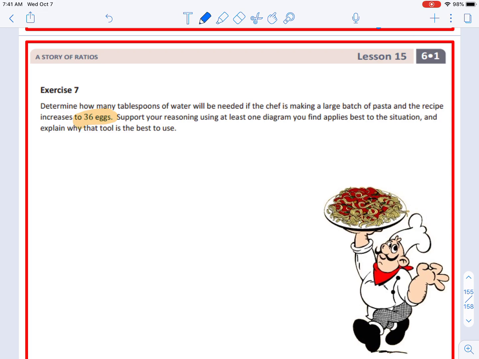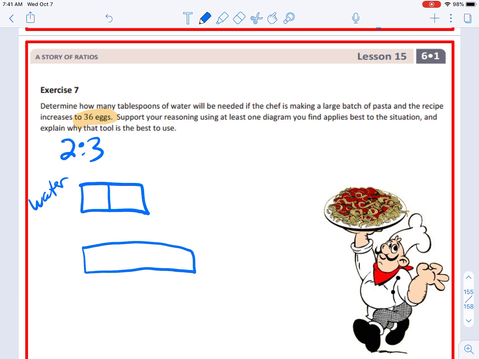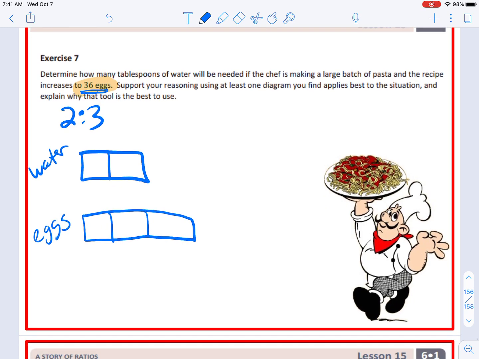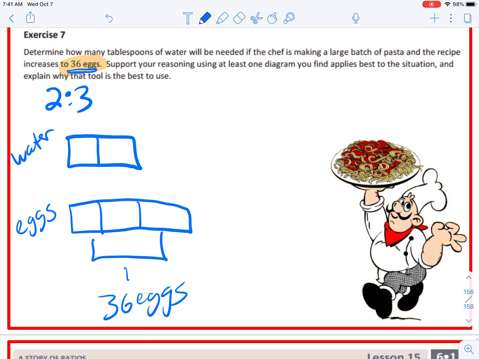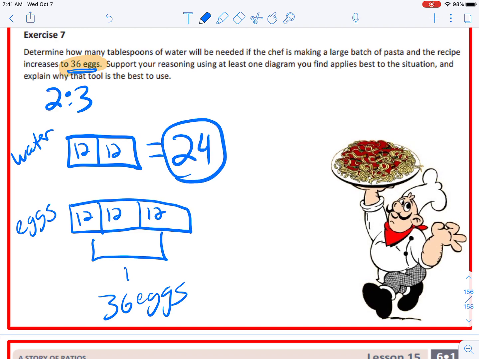So I'm going to use a tape diagram. Remember our original ratio was 2 to 3. Okay, 2 being tablespoons of water, and 3 being eggs. Remember, they told us there are 36 eggs, so these 3 units represent 36 eggs. So what's going to go in each unit if there's 3 units? 12. Okay, so 12 is going to have to go in each of the water's units. Now we can see how many tablespoons of water there are. There's going to be 24, and that is our answer.